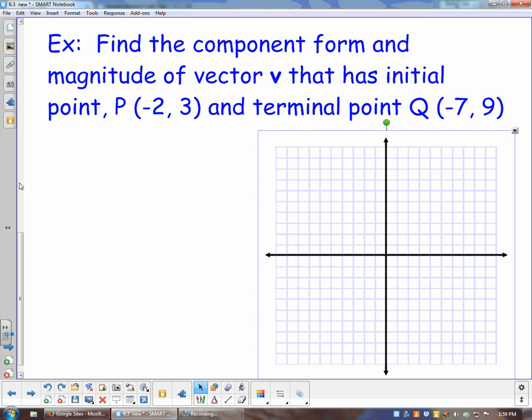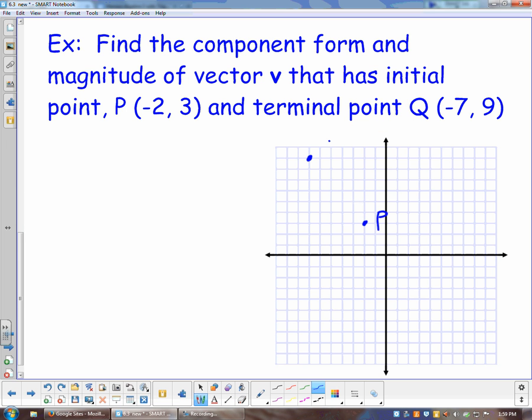Let's get a little visual of what's going on here. The initial point is at negative 2, 3, so that's right here. That's point P, and it's going to negative 7, 9. Negative 7, 9 is going to be right here. So my vector PQ is going to look like this. All right, there's my vector PQ.